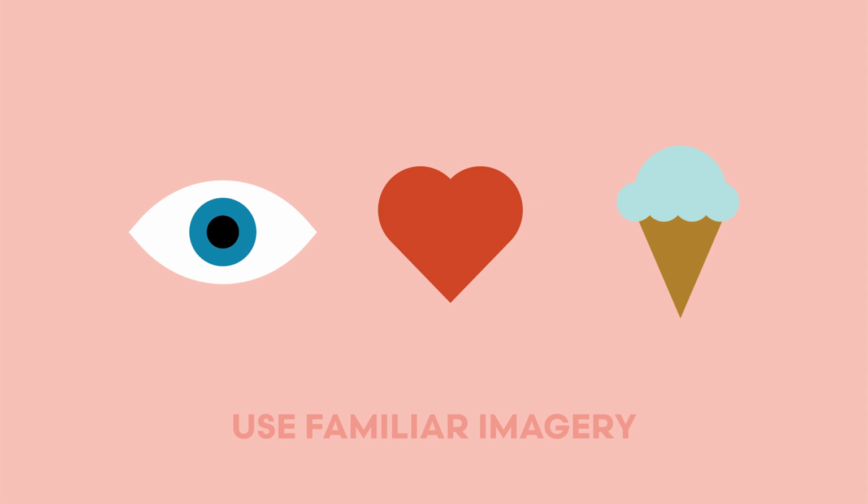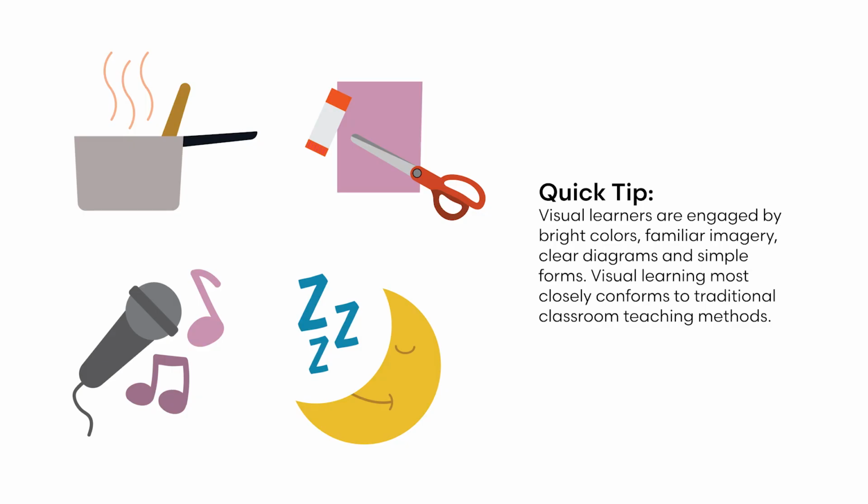Familiar imagery is used to quickly communicate ideas and concepts without needing any additional information. Take a look at these simple illustrations. What activity do you think they suggest? Since we associate objects or pictures with concepts, it was obvious that the pot meant cooking, the paper, scissors, and glue meant crafts, the microphone and music notes meant singing, and the moon meant sleeping. By using imagery that your reader is familiar with, they will be able to quickly understand your point.